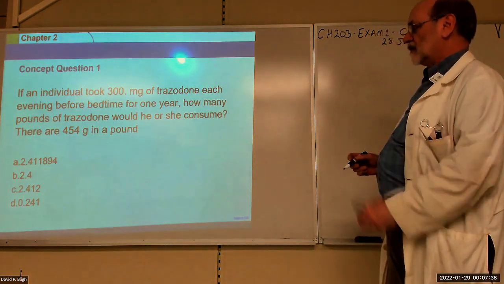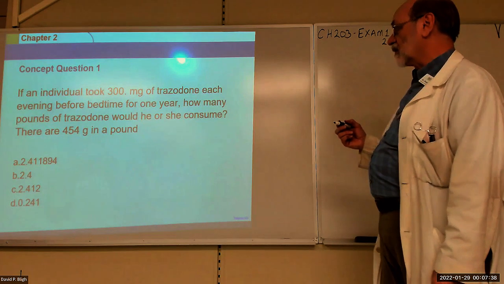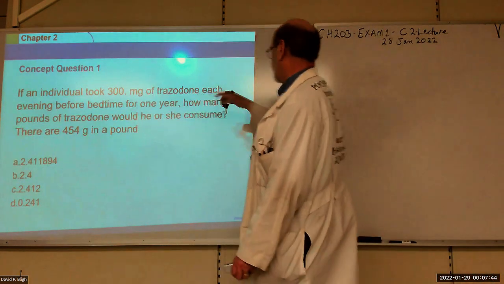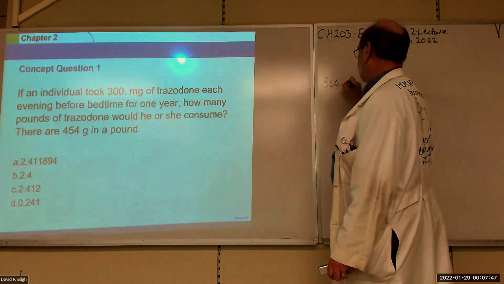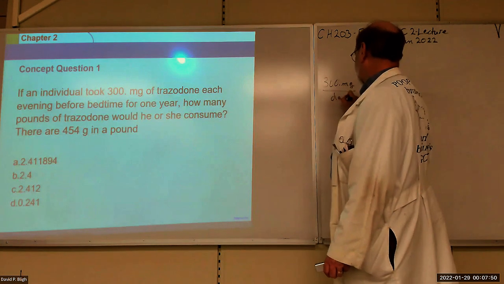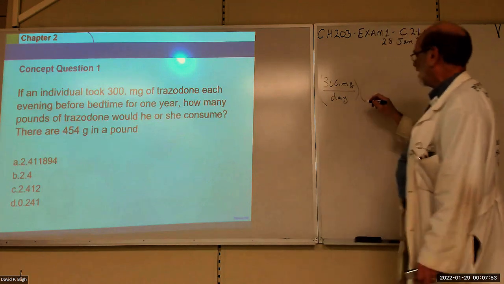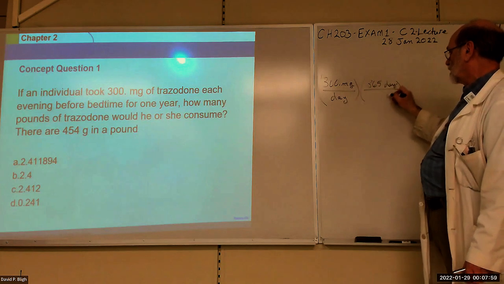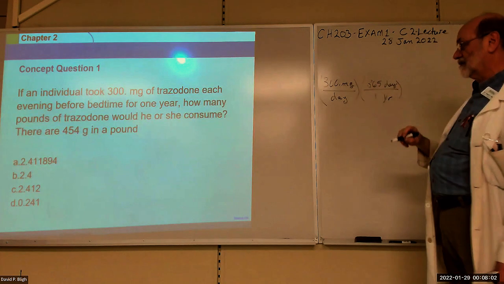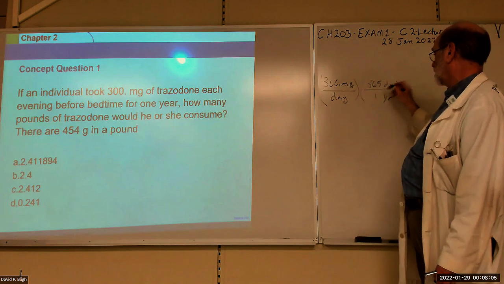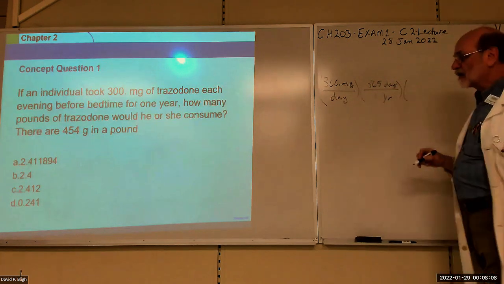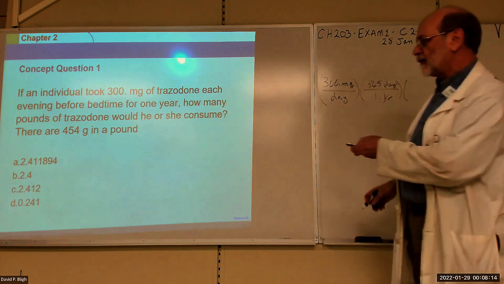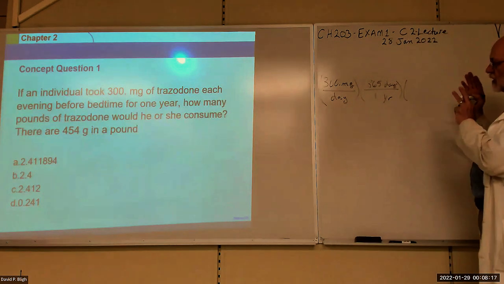And where's our starting point? Well, our starting point is 300 milligrams per day, for each evening before bedtime, 300 milligrams per day, right? So 365 days per year, right? That takes care of the year time factor. And then we want to convert milligrams to pounds. So let's see, we're given 454 grams per pound. So let's convert it to grams.